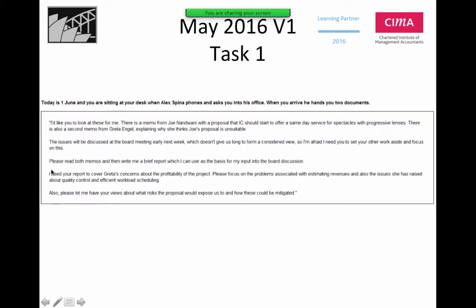I'm reading the last one before the last para. I need your report to cover Greta's concerns about profitability of the project. Please focus on the problems associated with estimating revenues and also the issues she has raised about quality control and efficient workload scheduling, right? So very operational. They're talking about the same-day service, a new kind of service that they're offering, but they also have to invest in this project. What is the concern about the profitability, and also the operations around it, the quality and the workload. Okay, now that is the first task that you have to do.